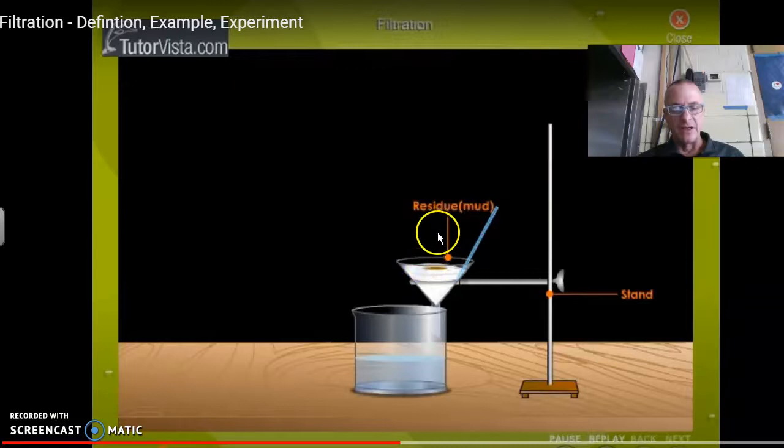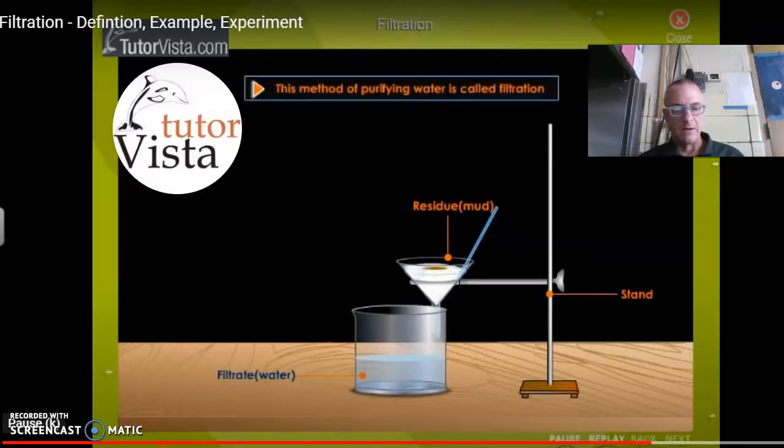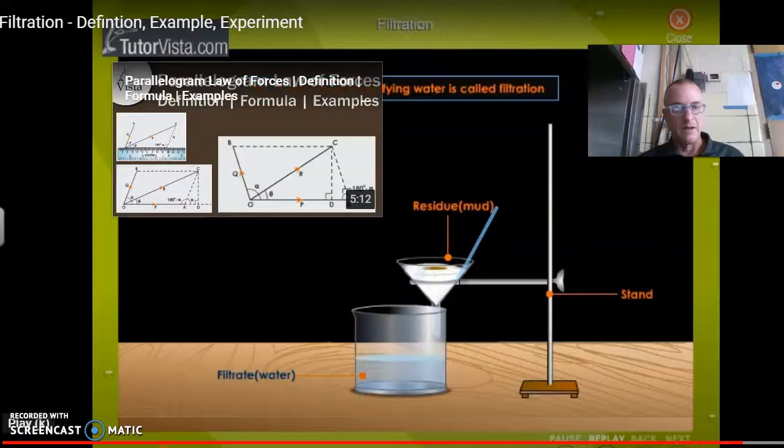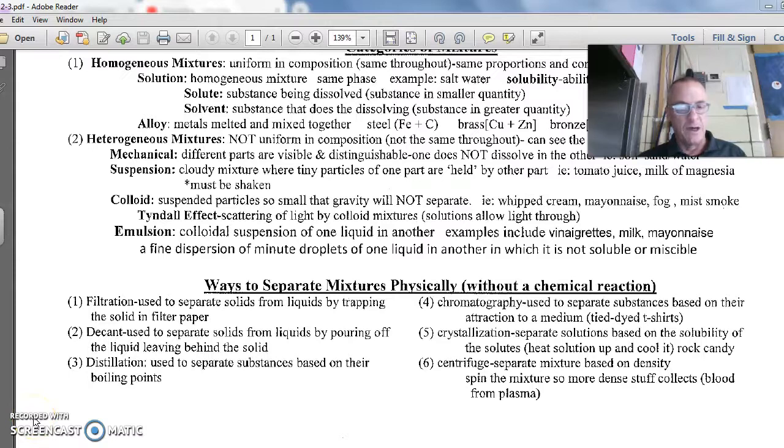The residue is the stuff that is trapped in the filter paper. The filtrate is what goes through the filter paper. There you go, filtration. The next method of separating mixtures is called decanting.